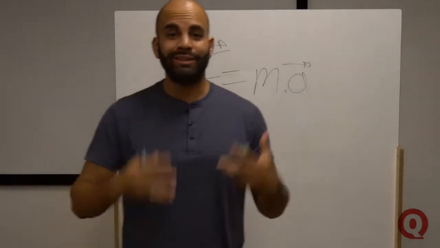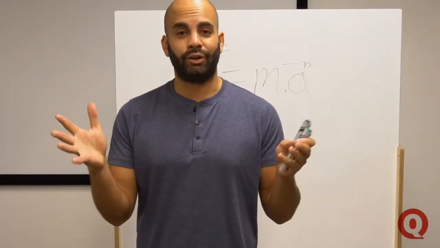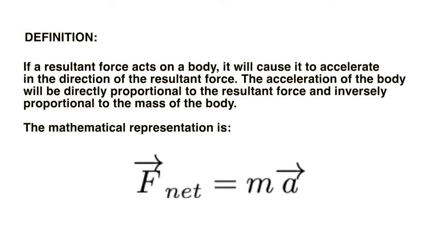The more formal textbook definition for Newton's second law is: if a resultant force acts on a body, it will cause it to accelerate in the direction of the resultant force. The acceleration of the body will be directly proportional to the resultant force and inversely proportional to the mass of the body. Thus, the mathematical equation can be represented as F equals ma.